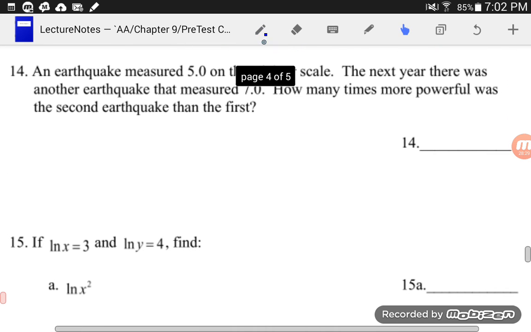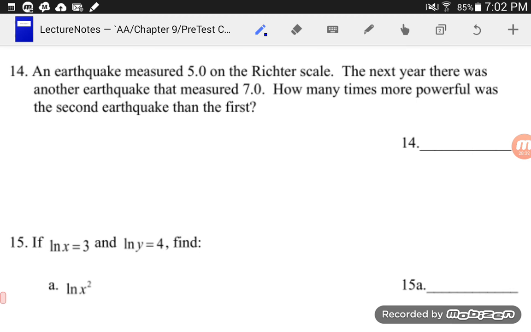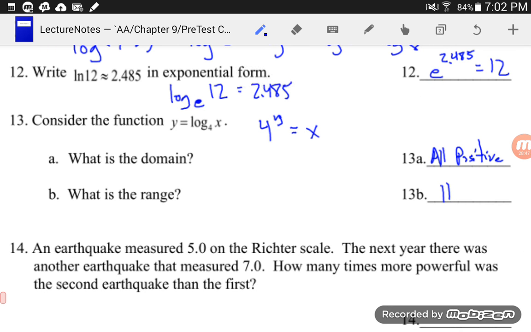Oh, number 14 is an easy one to make a mistake on. We have one earthquake that's 7 on the Richter scale, and another earthquake that's only 5, and you might be tempted to do 7 divided by 5 equals 1.4 times as big. No, and in fact, I'm just going to make that go away. Okay.